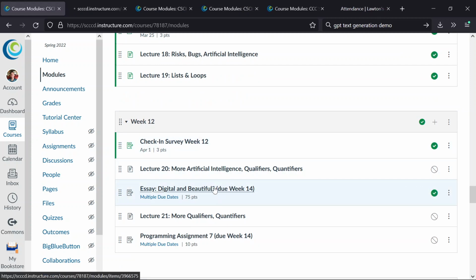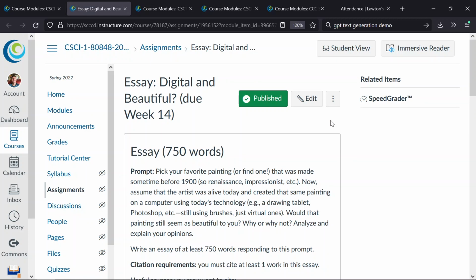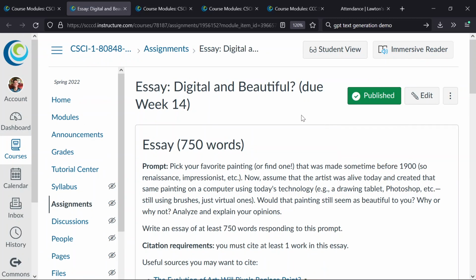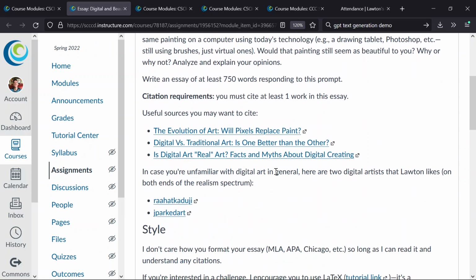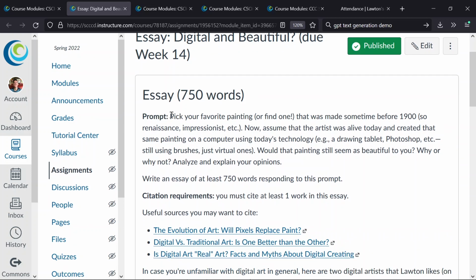Publish. Go for it. So this is going to be kind of a whimsical essay. This is only 750 words, so not too bad. What I'd like you to do is talk about beauty in the digital space that we live in these days. So here's what I want you to do. Here's your prompt. Pick your favorite painting, okay? If you don't have one, go find one. And this painting needs to have been made sometime before 1900, let's say. Okay? So 1899 is the youngest that this painting could be.